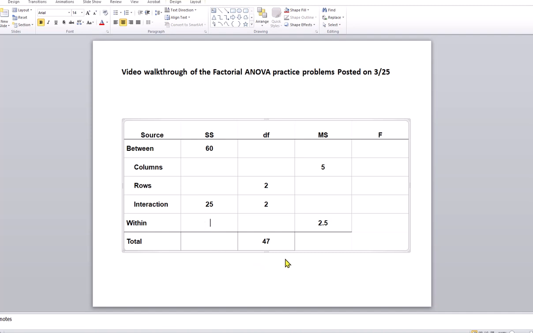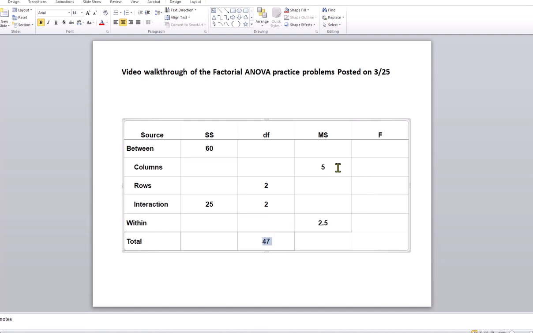So where do we start? There are several different places where we can start, but one thing to know is that the degrees of freedom total is based on n minus 1. So if this number is 47, that means there have to be 48 participants in this particular experiment. Now we don't know what the other parts are yet, but we'll be able to figure that out.